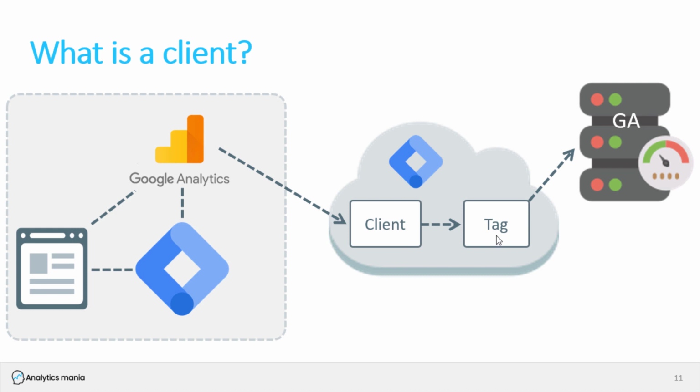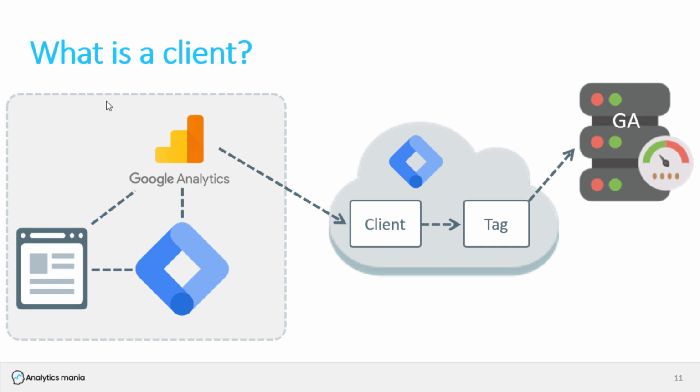Now, if we take a look at this diagram once again, what we have done so far is that we have a client, and that client was automatically created when we created a GTM server-side container. Now we have created a tag, and that tag will send the data to GA every time the Universal Analytics client captures some data and then handles it.